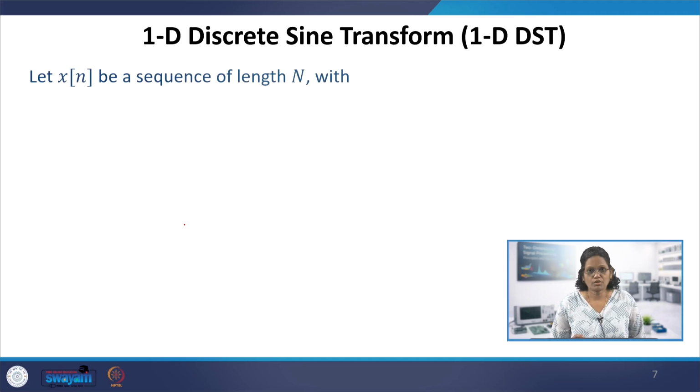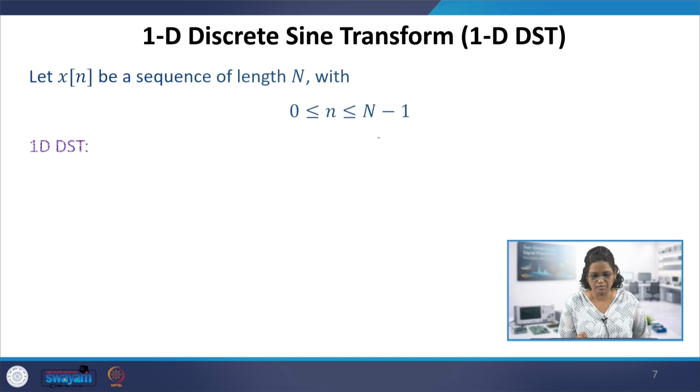So now coming to the discrete sine transform. As we considered in the DCT, we did 1D DCT and then extended it to 2D DCT. In the case of DST, it is also used for the energy compaction property. So let's take x of n to be a sequence of length N, which is valid only for the samples in this range. And what is the 1D DST of it?